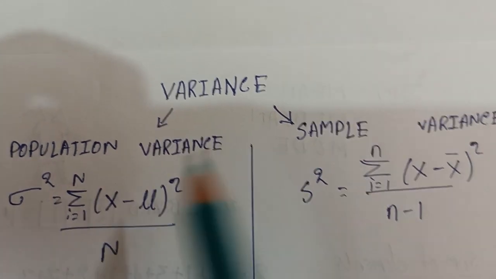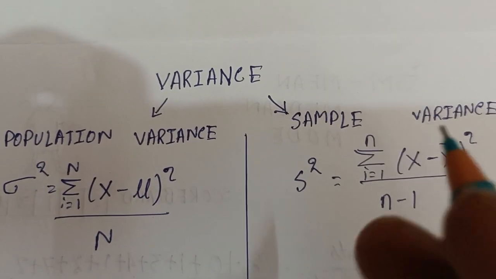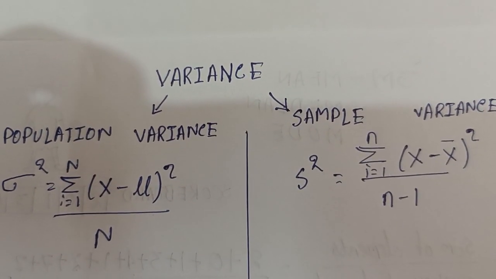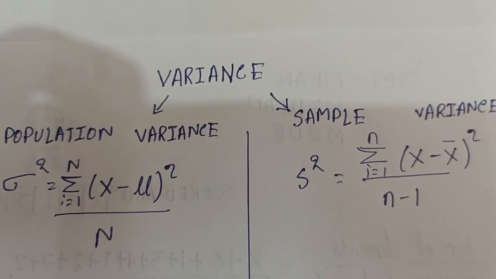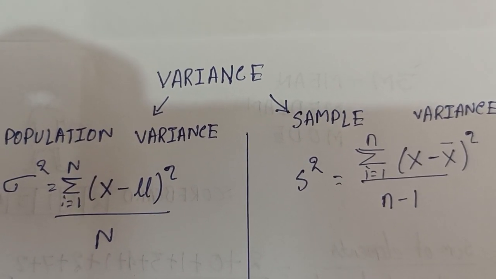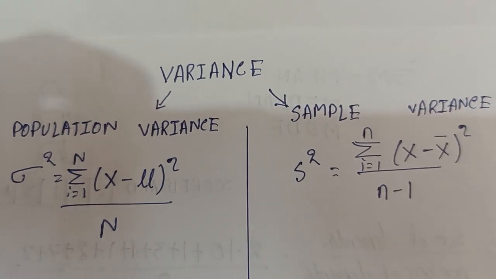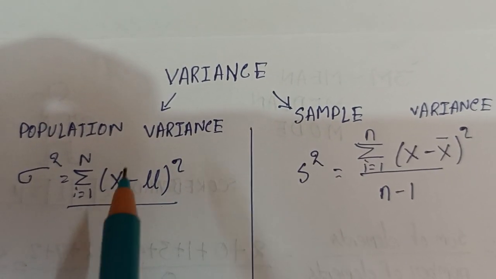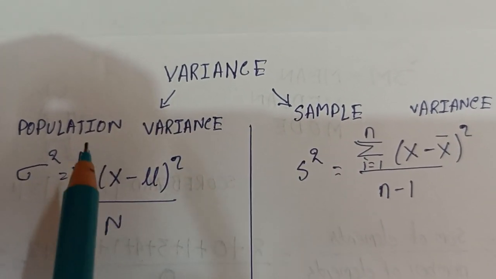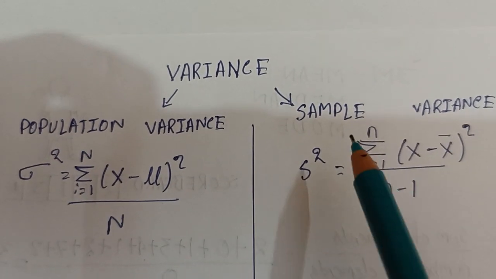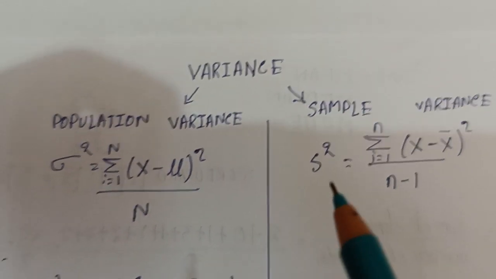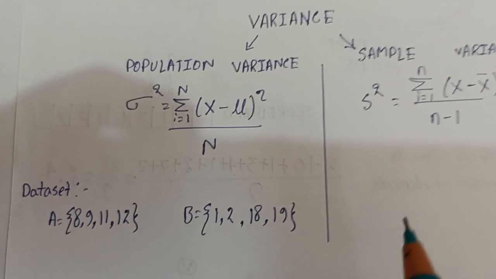Today's topic is variance. This is also a very important topic of statistics as well as data science and maths. So let's start today's topic. In variance we have two types: one is population variance, the second one is sample variance. We will first focus on the population variance.